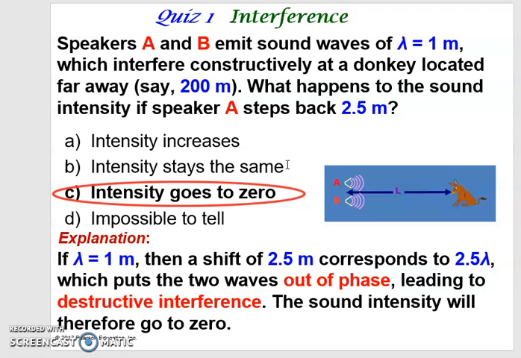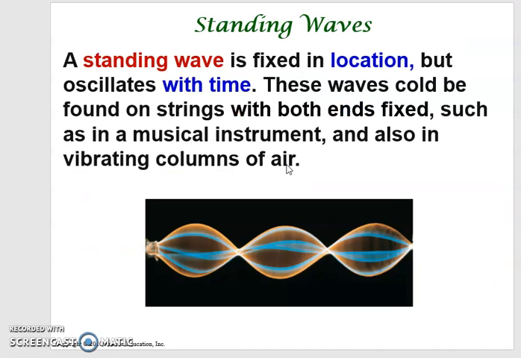Which means that when two waves overlap, it is always crest to trough, and therefore the intensity will be 0. Now let's apply the concept of interference to a particular example. It is the so-called standing wave. So what is a standing wave? A standing wave is actually vibrating, but your eyes give you an illusion that it is fixed in position.